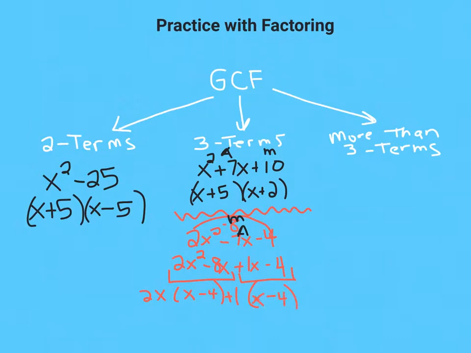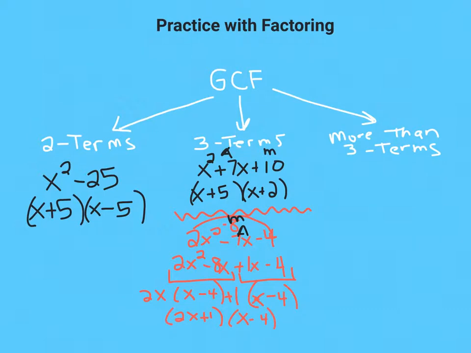And then to finish here, we're just going to take what's in front of our parentheses, the 2x and the plus 1, and I'm going to group them together in one parenthesis. And then I'm going to take my common binomial. Remember, these should always match in the parentheses, and I'm going to rewrite that just once.